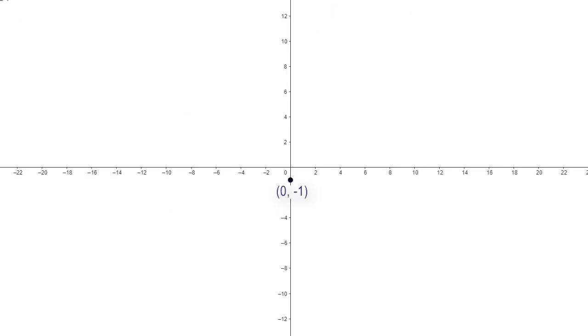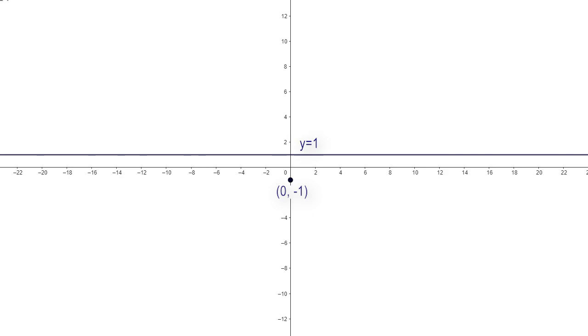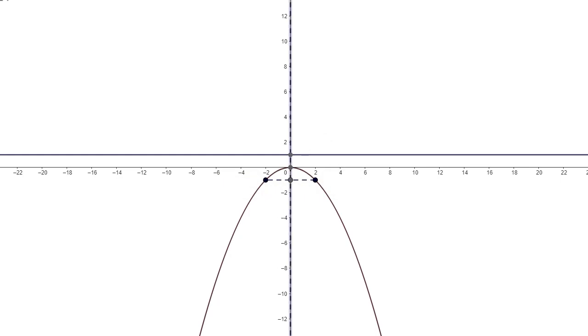Focus is 0, -1. The directrix is y equals 1. The 2 points on the latus rectum are -2, -1, and +2, -1. So that has a line segment that is 4 across. That enables me to graph my parabola. The axis of symmetry is x equals 0, the y-axis.